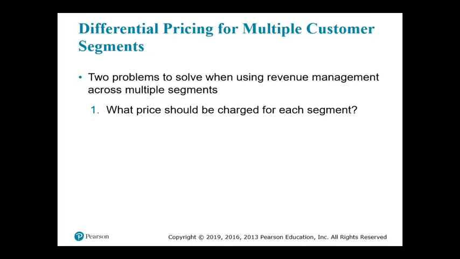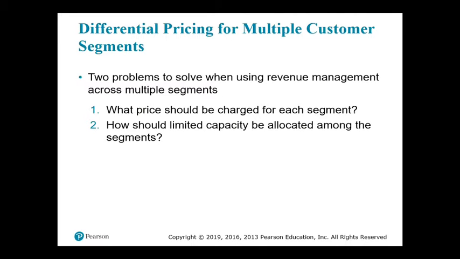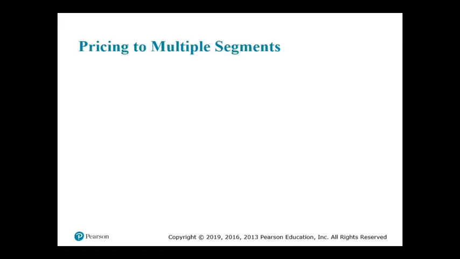So in actually designing the pricing strategies under revenue management when we're facing multiple customer segments is one, how much to charge for each segment, and then how much capacity should be allocated to each customer segment. So we're going to look at a simple way to model this problem when we are facing different customer segments.